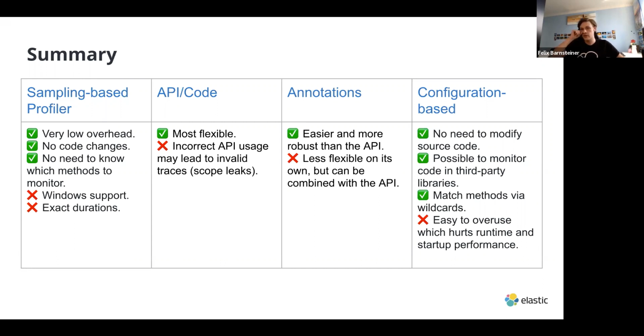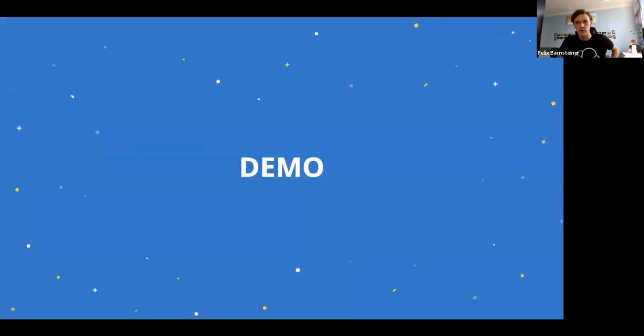Then we have the configuration-based approach. And that's really great if you want to do something with no code changes, or you want to look into your third-party libraries. And you can match many different methods with wildcards, but this also leads us to this downside, because it's easy to overuse and can hurt the performance. All right, with that, let's jump into the demo.